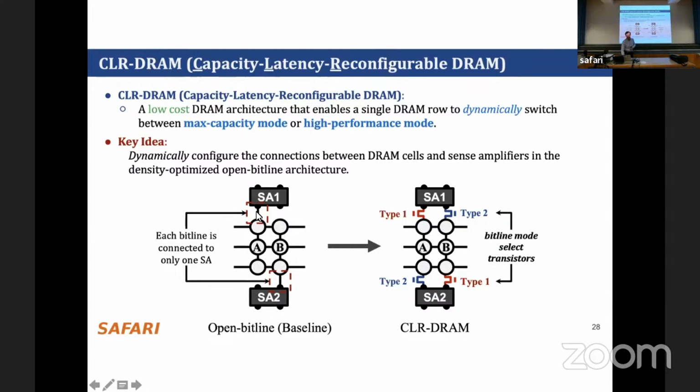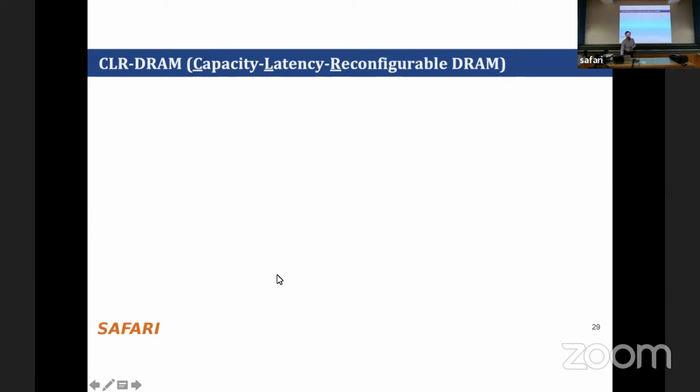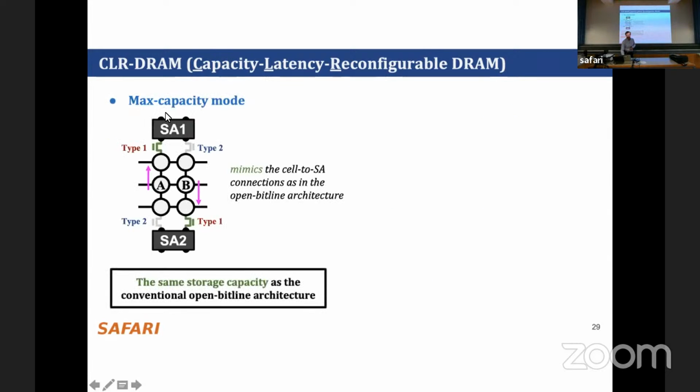Basically, this bit line is connected to this sense amplifier, and this bit line is connected to this sense amplifier. So they're sensed using different sense amplifiers. This way you can get the highest capacity, because, as we will see, low latency mode is going to replicate some data to get higher performance. So you get essentially the same storage capacity as a conventional open bit line architecture by enabling these type 1 transistors to mimic the connections as in the current architecture. So these transistors are disabled.